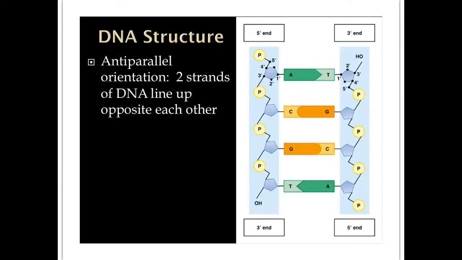Where these numbers come from is that the carbons in the sugar, the deoxyribose sugar, are numbered. So carbon 1, 2, 3, 4, and then there's a carbon here, 5. So the 5' end sticks out here, and that's where a phosphate is attached. But over here, it's really the 3' end with the OH group, or the hydroxyl group, that's sticking out there.